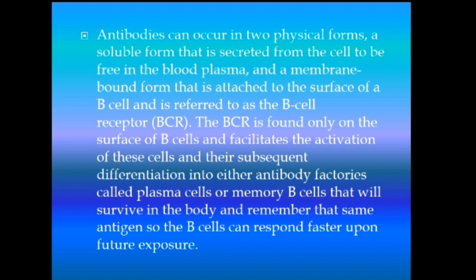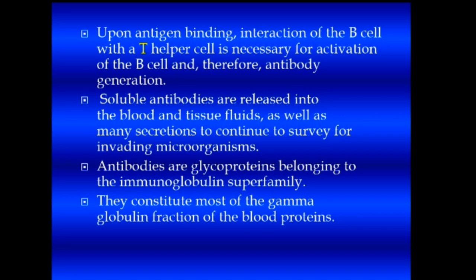The BCR is found only on the surface of B cells and facilitates the activation of these cells and their subsequent differentiation into either antibody factories called plasma cells or memory B cells that will survive in the body and remember the same antigen, so the B cell can respond faster upon future exposure. Upon antigen binding, interaction of the B cell with a T helper cell is necessary for activation of the B cell and therefore antibody generation.